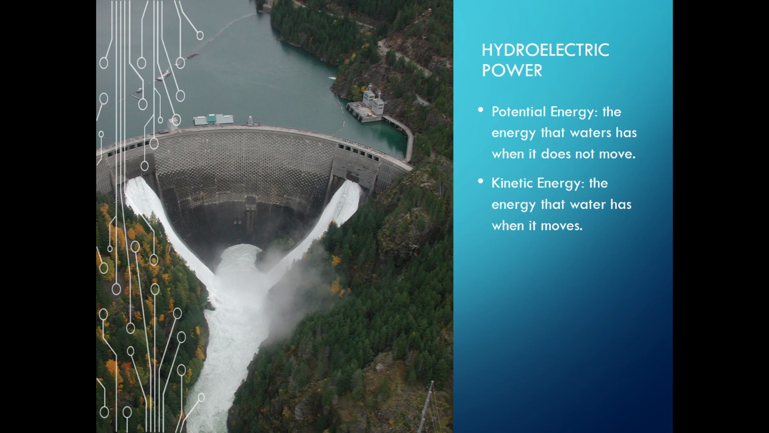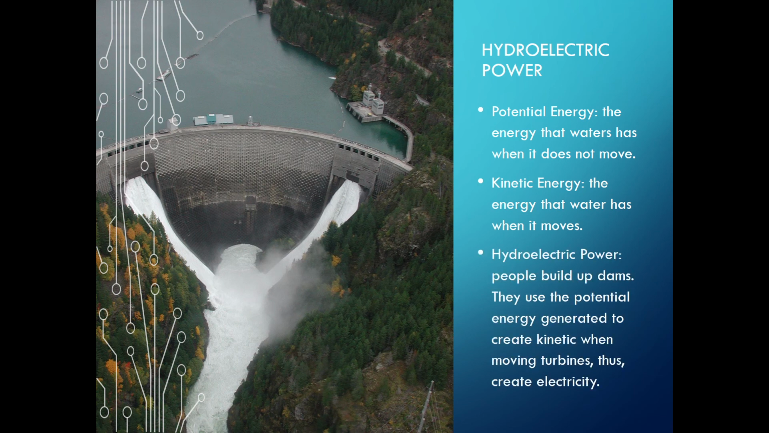So if the water is just staying still, it has potential energy, but when it starts to move, just like it is shown right there in the dam, it starts generating kinetic energy. So how do we use both of these concepts in order to create hydroelectric power? Well, hydroelectric power is the following. People build up dams, just like the one we can see in the picture. They use the potential energy generated to create kinetic energy when moving turbines, thus creating electricity.